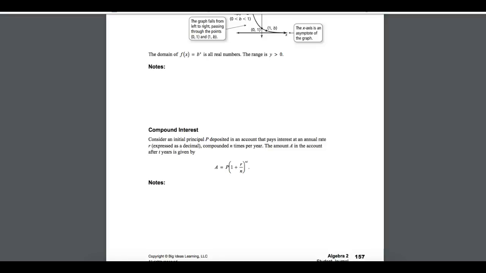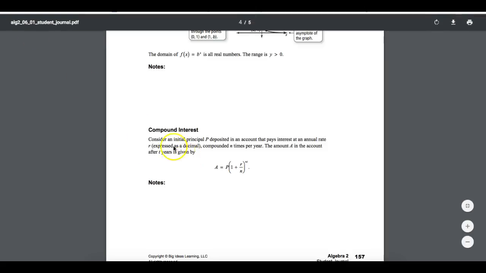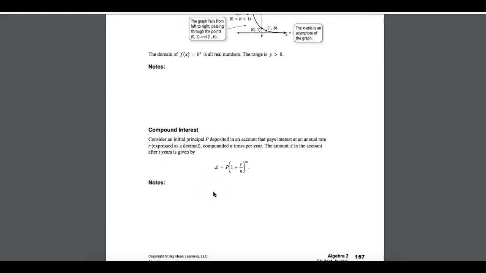All right, welcome to the first video for this lesson. This is actually for finishing 6.1. I know in my first period we didn't quite get to this, so I want the first video to be about that. This right here is talking about compound interest.